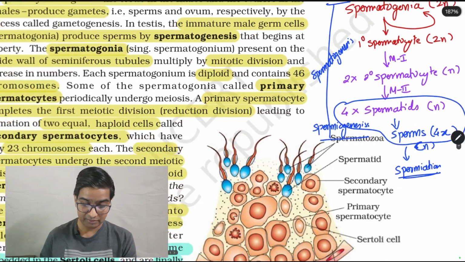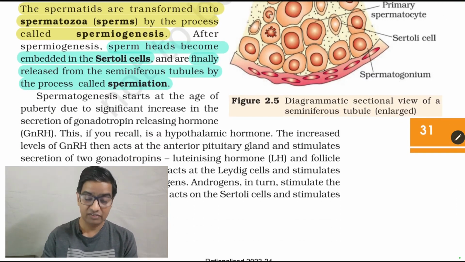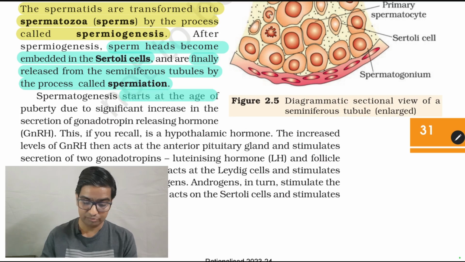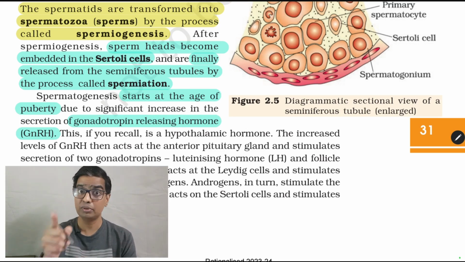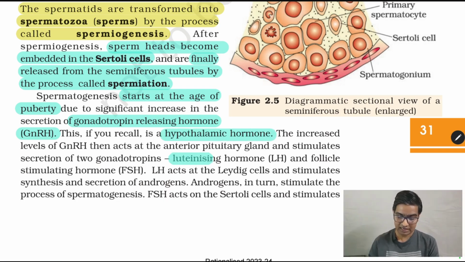I hope things are getting more and more clear. Now understand, it only happens after puberty. Okay, so unlike in females where the division is kind of staggered, here it starts at the age of puberty because of GnRH. GnRH is made by the hypothalamus. Because of GnRH, which is a hypothalamic hormone, there is more LH and FSH. If you recall 11th standard chapter hormonal coordination, we studied LH acting on the Leydig cells and stimulating synthesis and secretion of androgens, and androgens will stimulate the process of spermatogenesis.